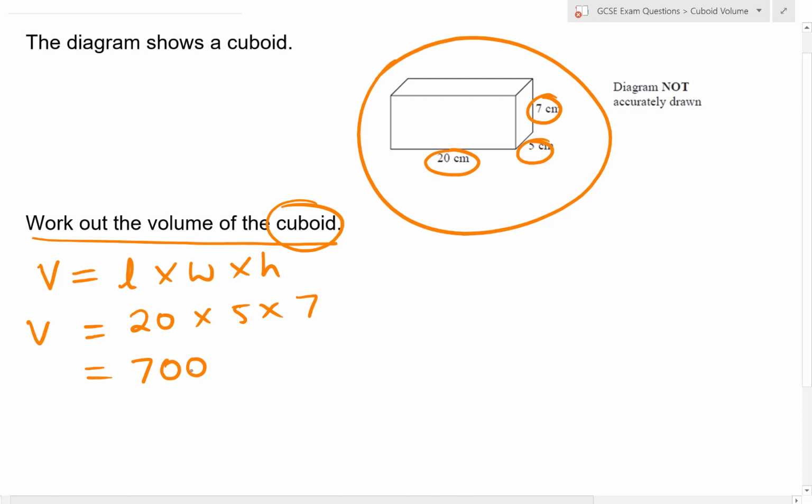Now this question is worth 3 marks. And where do we get the 3 marks? You must be thinking, it's a really easy question. How come there are 3 marks available for this type of question? Now 1 mark is available for writing this calculation here, showing that you are calculating the volume of this cuboid. Secondly, you get 1 mark for finding the actual volume, which is 700. And the third and final mark is going to come from writing the unit, which is centimeters cubed. Make sure you write the unit, otherwise you could lose 1 very easy mark.